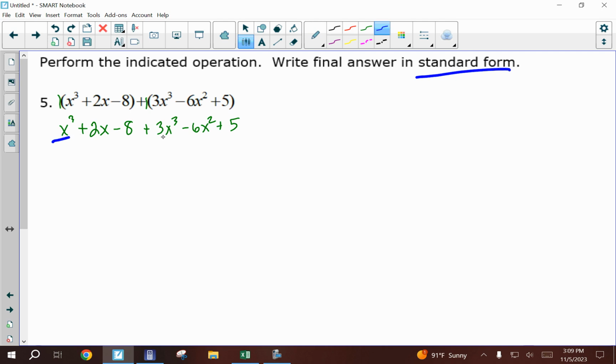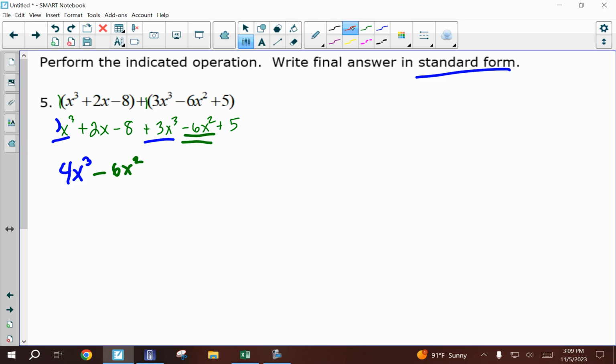So I'm going to put the 1x cubed together with the plus 3x cubed. So that's going to make, not squared, cubed, oh, sorry. That's going to make 4x cubed. And then I'm going to put together the x squareds. So this is the x squared, and that's the only x squared in the problem, so I can't put it together with anything.